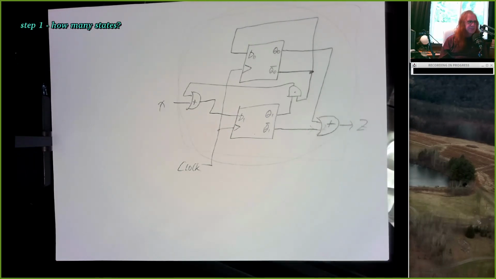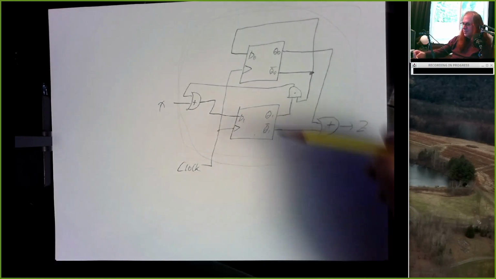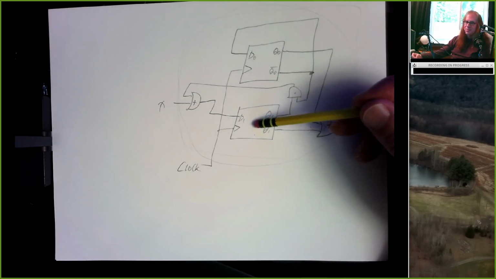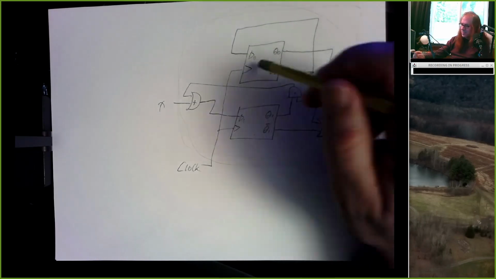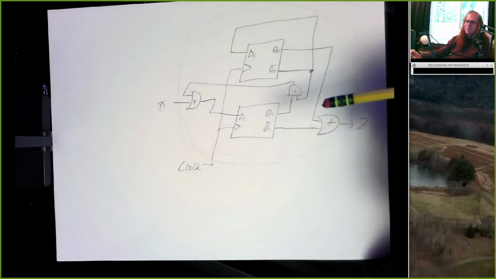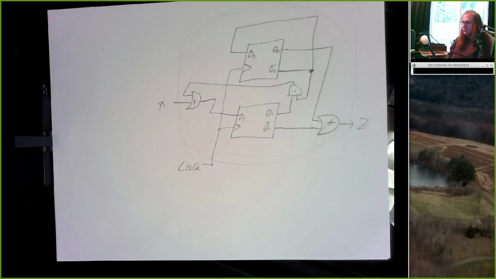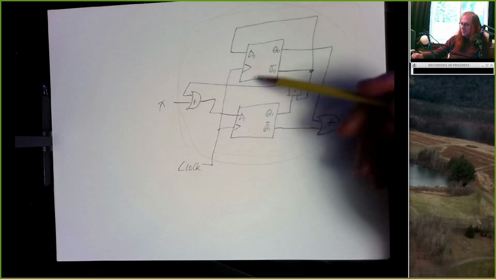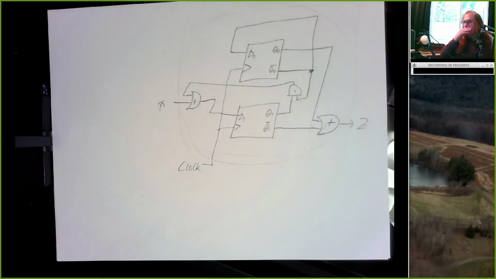How many states do we have in this system? This is a chapter one homework question, right? We have two flip-flops. This flip-flop has two possible values, and this flip-flop has two possible values. The state of the system is the particular values in this flip-flop and that flip-flop. So the question of how many states is the same as how many different combinations of outputs are possible for this set of two flip-flops. If you have two things, each can be a 0 or 1, how many combinations are possible?